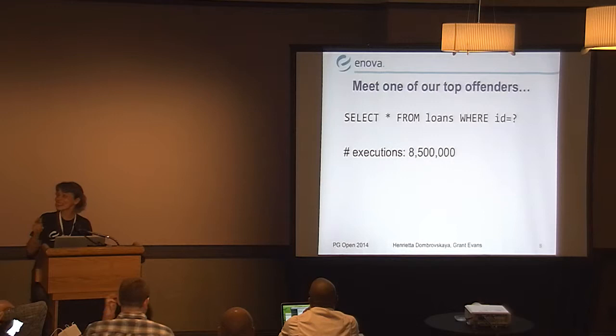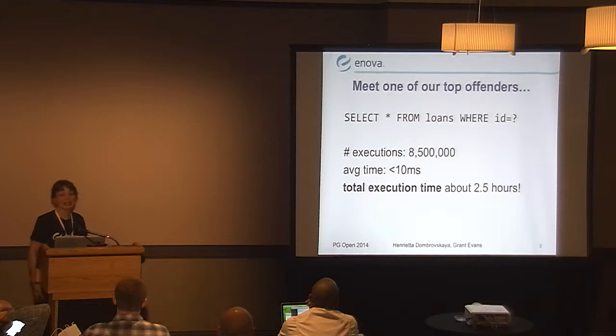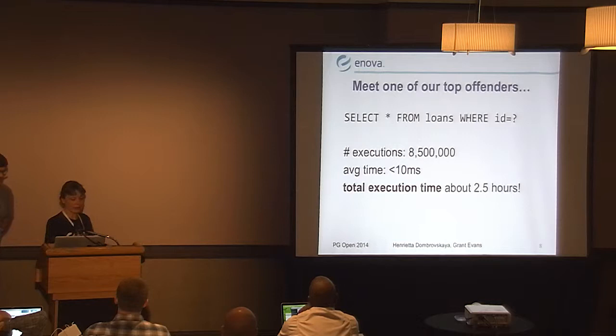Oh, okay. So the average execution time is under 10 milliseconds, total execution time 2.5 hours. So you know what it means? It means that 2.5 hours a day we are doing select star from loans by primary key. Horror, okay?